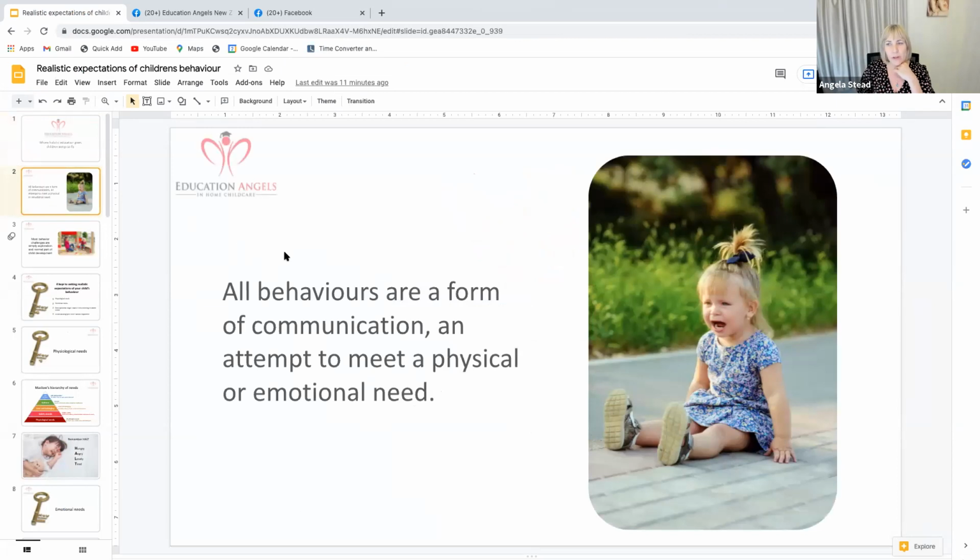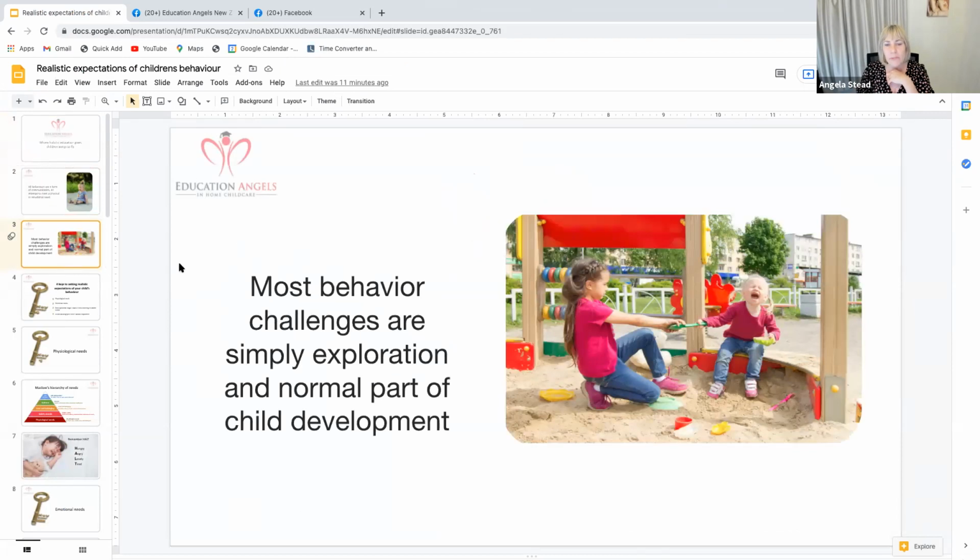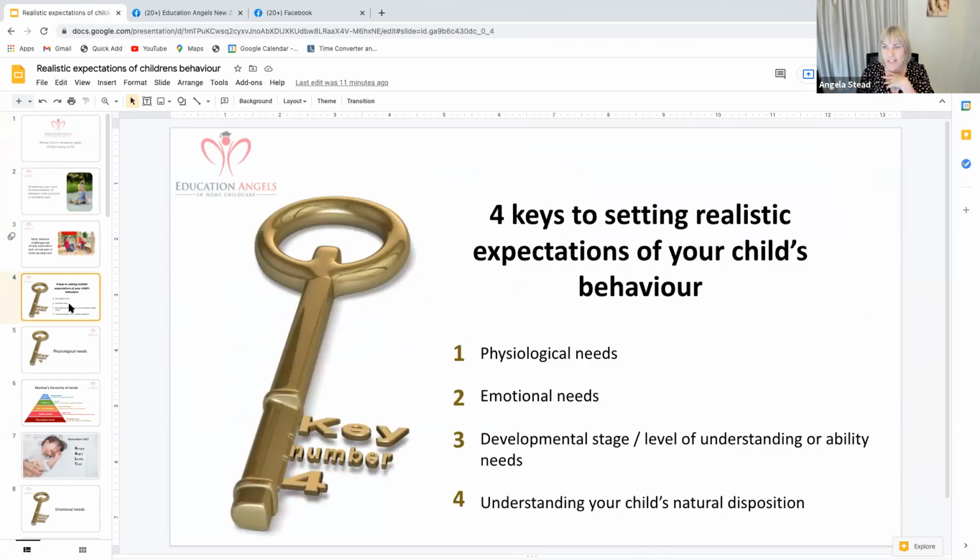So let's start by understanding that all behaviour is a form of communication. It's an attempt to meet a physical or emotional need. And most behaviour challenges are simply exploration and a normal part of child development. Probably one of our biggest stresses, but quite normal. So what we're going to cover in this webinar is how to set realistic expectations of your child's behaviour. And there are 4 key things to remember.